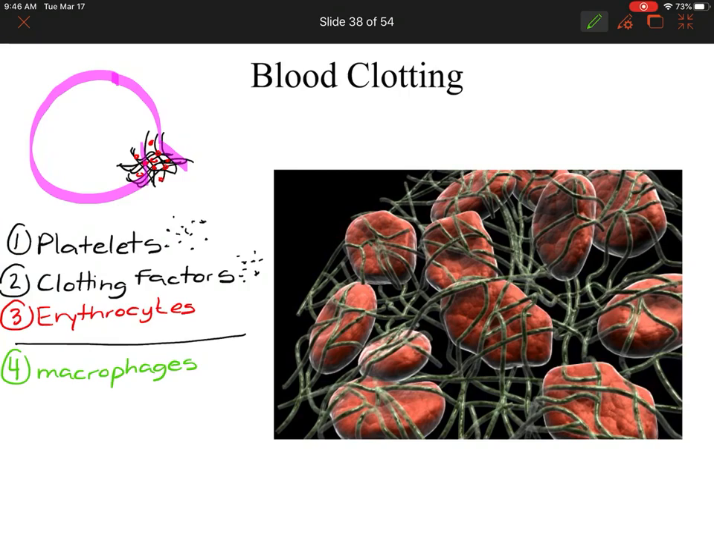Okay, so macrophages aren't part of the blood clot, but they're responsible for getting rid of it once you fix the problem. So once the walls of the blood vessel reform, the macrophage will come back in and clear out the clot.